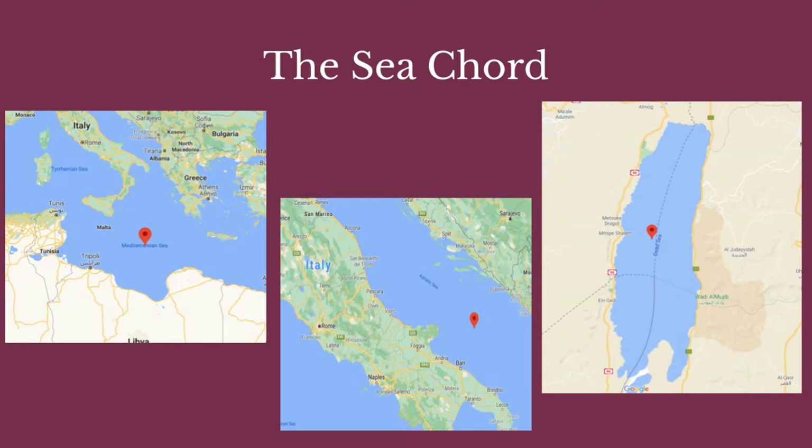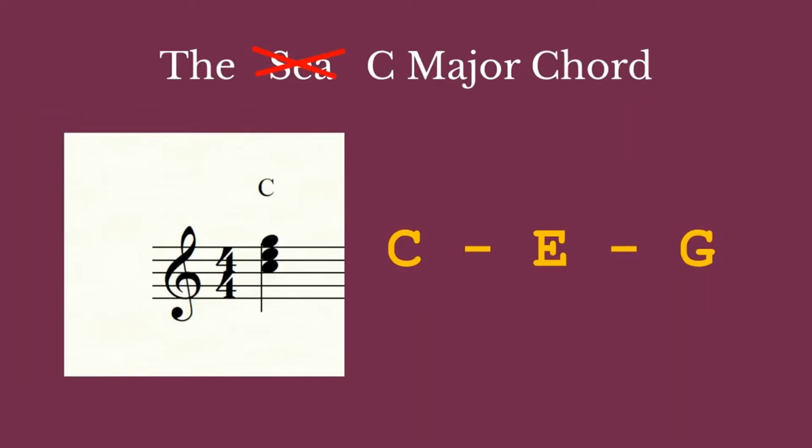Contrary to popular belief, the C chord is not found in the Mediterranean, Adriatic, or Dead Sea. It's not even spelled the same. The letter C refers to a C major chord, which is made up of the notes C, E, and G. For this video, we're not going to go down the rabbit hole of music theory and explain why C, E, and G makes a major chord. We're just going to take Mr. M's word for it on this one. We don't want to bore you to sleep with long, lengthy... Hey! Wake up! I said no lengthy explanations today.